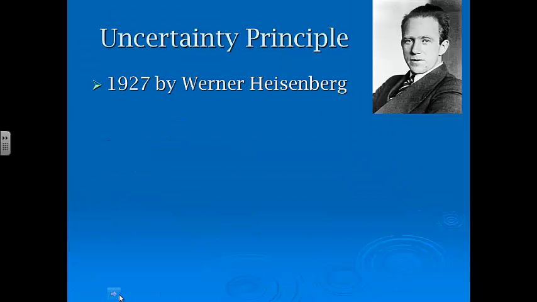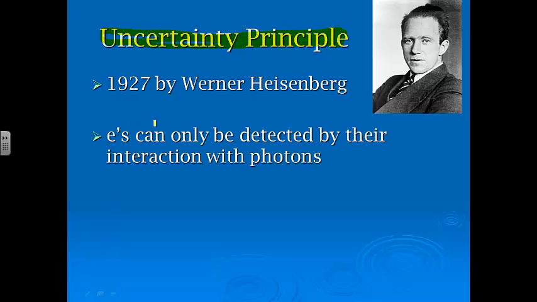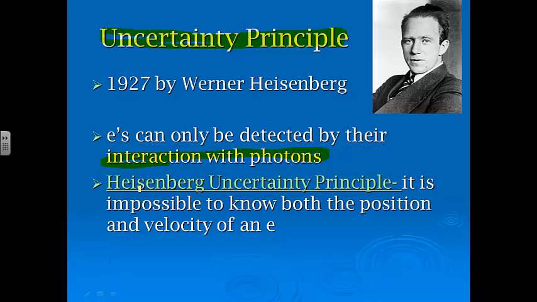Okay, now Werner Heisenberg came along in about 1927, and the dates are important. You do need to know these. It's really the order, but because I need you to know the order, yes, we need to know the dates. And he said electrons can only be detected by their interaction with photons. And that it's impossible. What he's famous for is what's called the Heisenberg uncertainty principle, which states that it's impossible to know both the position and the velocity of an electron at the same time.